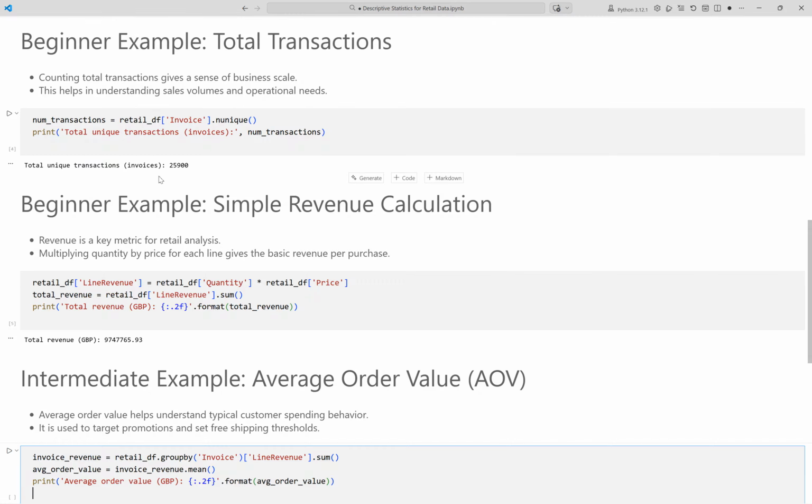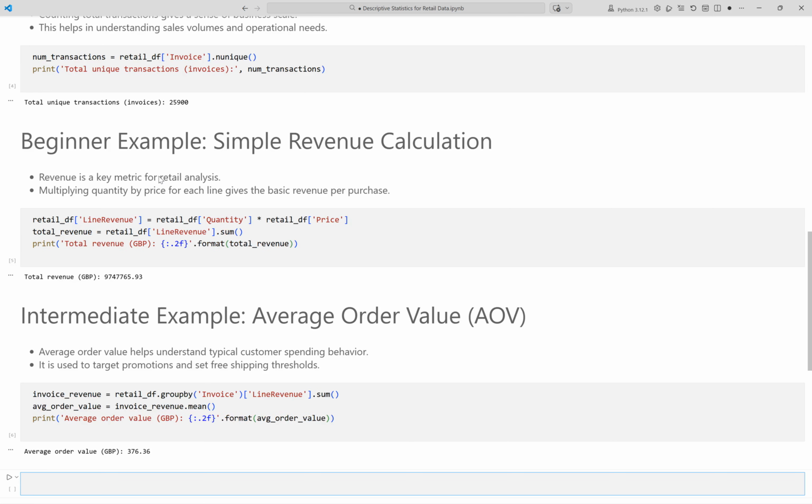Running the cell now. This output shows that the typical customer spends about £376.36 per order, calculated by summing revenue per invoice and averaging across all invoices. Notice how grouping by invoice and summing the line revenue captures total order value before averaging, directly supporting our goal of understanding average order value to inform pricing and promotion strategies. Why would knowing AOV help design loyalty programs?